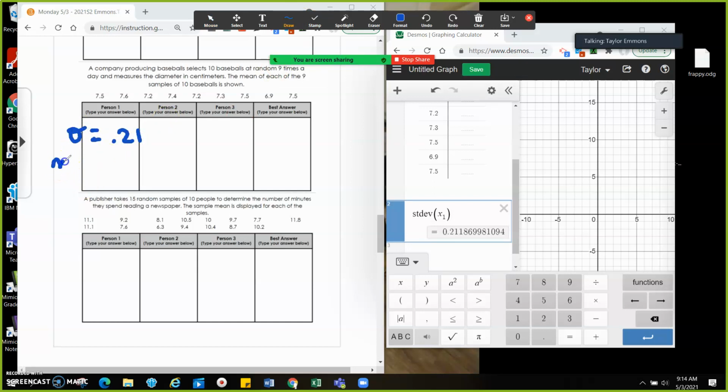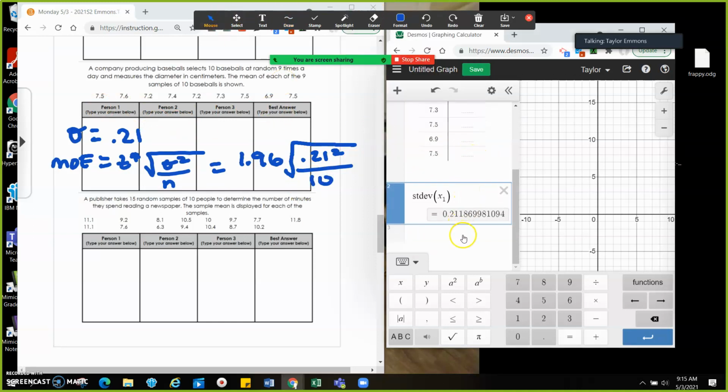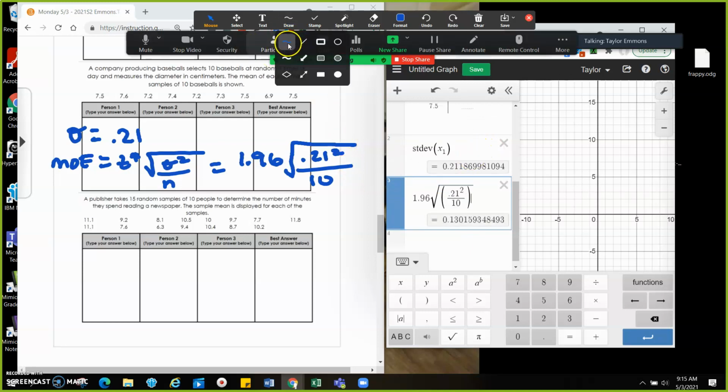Then we're going to find our margin of error by taking our z critical, multiplying it by the square root of our standard deviation squared divided by our sample size. So we're going to take 1.96, or whatever your teacher told you to use, and the square root of 0.21 squared divided by our sample, which is 10 numbers here. So we type 1.96 times the square root of 0.21 squared divided by 10, and that gives us a margin of error of 0.13.